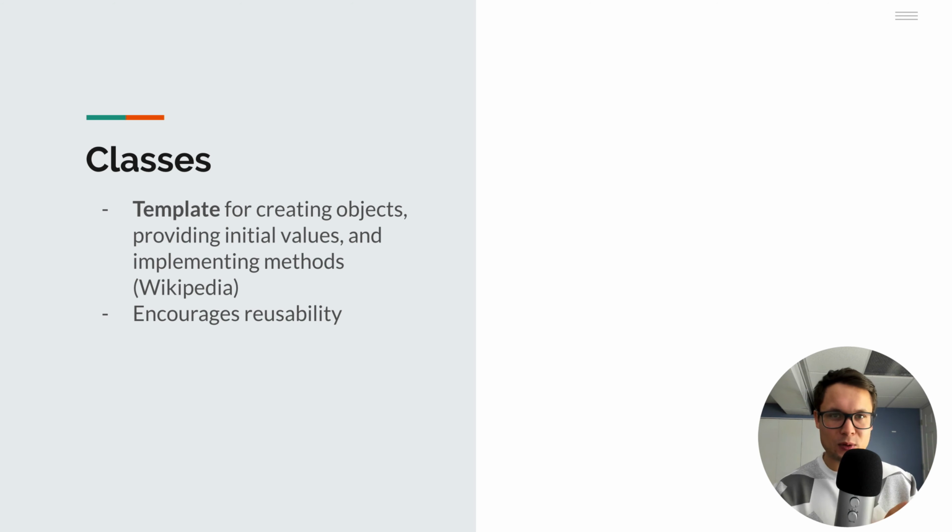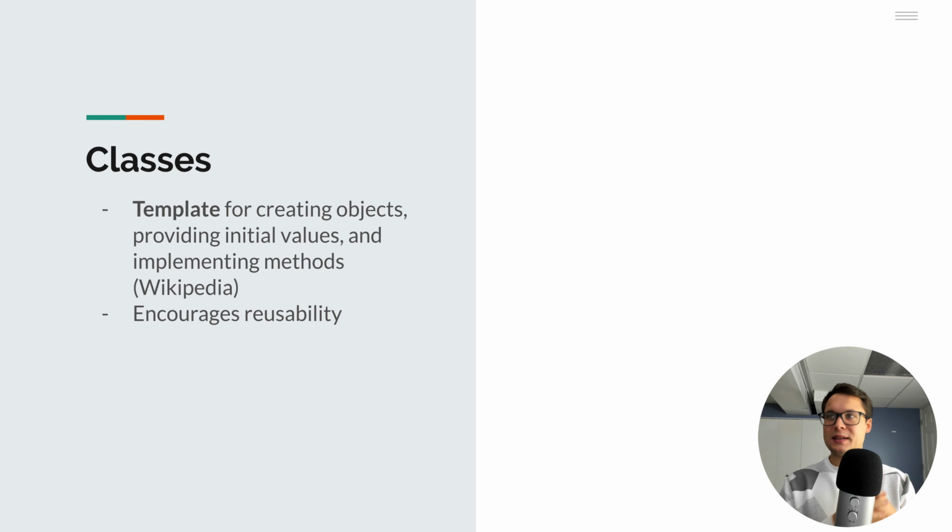So remember how we said that everything in JavaScript is an object? Well, almost everything. And how we said that it's got methods, it's got data. Well, a class is something that defines how the data is created or how those methods are created, right? It's the template. It also provides initial values for the data, and it also implements the methods for those objects.